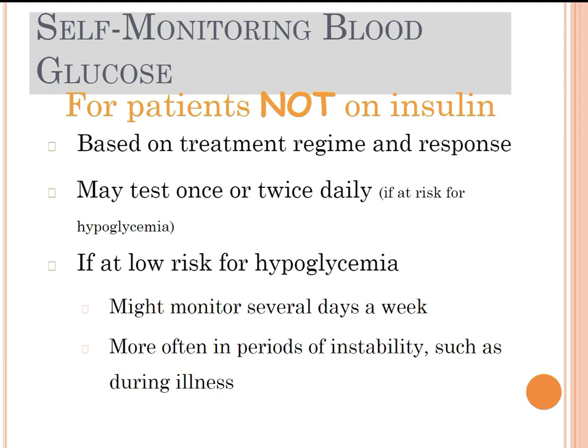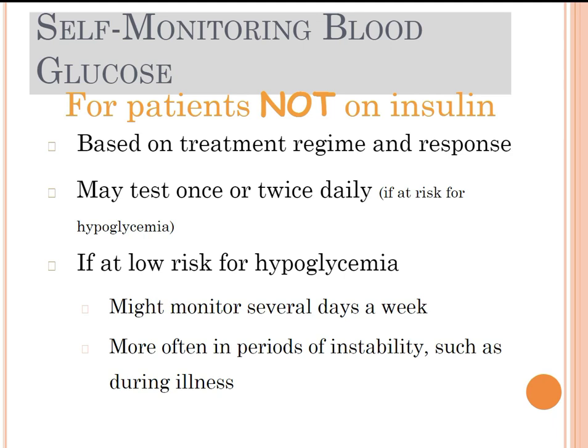Regardless of their normal self-monitoring blood glucose routine, all patients should be taking their glucose levels more often when they are ill, because illness causes changes in blood glucose levels. Typically, we see blood glucose levels skyrocket when someone is sick because of the stress that the body is placed under, and their response to their typical medications may also change.